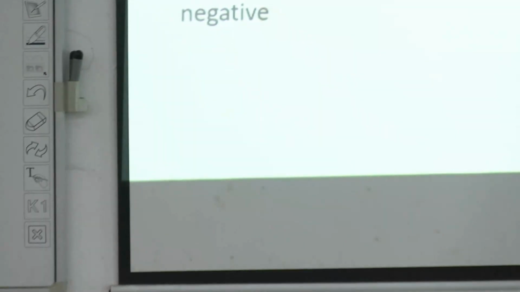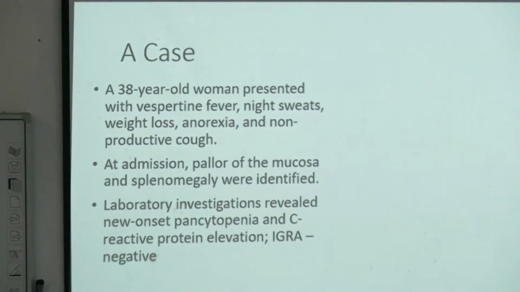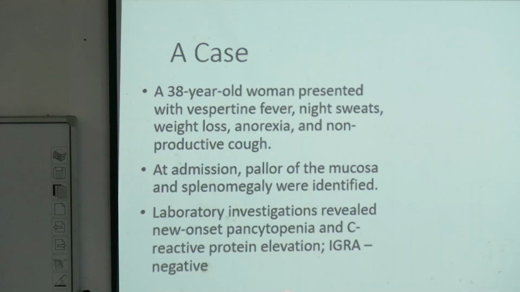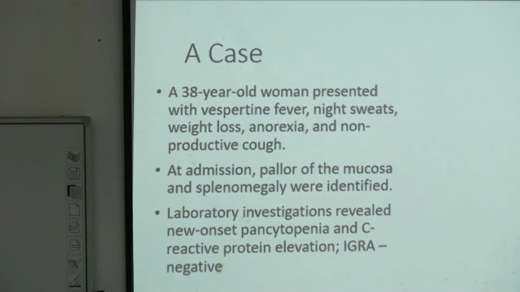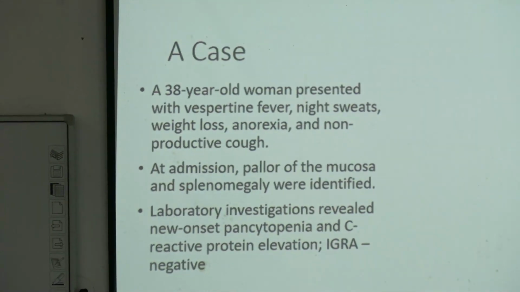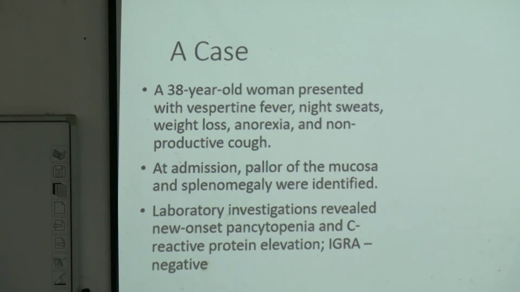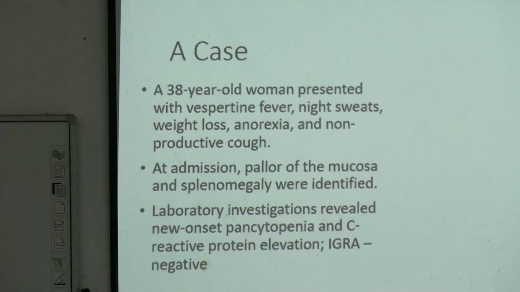Another case, a 38-year-old woman presented with intermittent fever, night sweats, weight loss, anorexia, and on examination we have found splenomegaly and pancytopenia. Now this feature can also be seen with latent tuberculosis. For detection, we can test it for IGRA, which came out to be negative. Next. Thereafter, infective serological testing was done for all these diseases, including HIV, hepatitis, brucellosis, and cytomegalovirus and Epstein-Barr virus, which all came negative. Next.